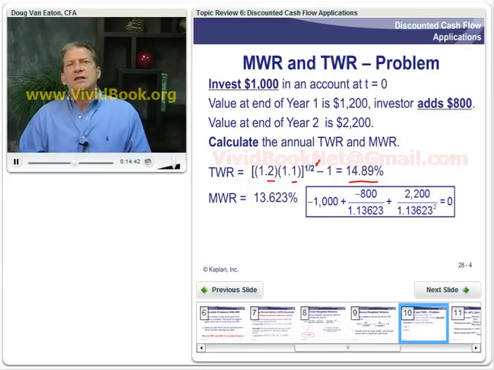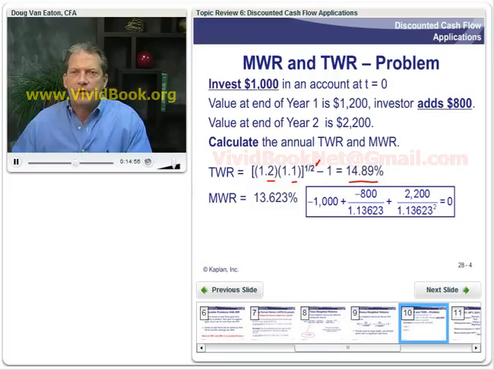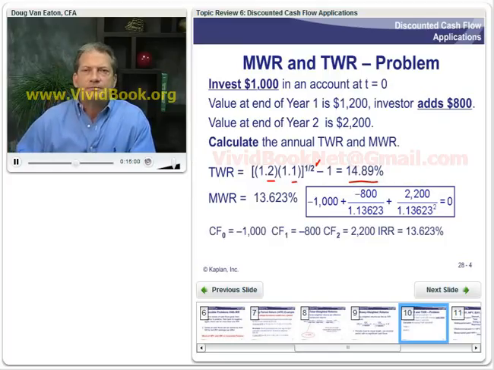So, which one should the manager be measured with? Well, we say the time-weighted rate of return, because he didn't make any decisions about adding money to the account for that second year. We'll just hold the manager responsible for the returns during the period based on the money he starts the period with.